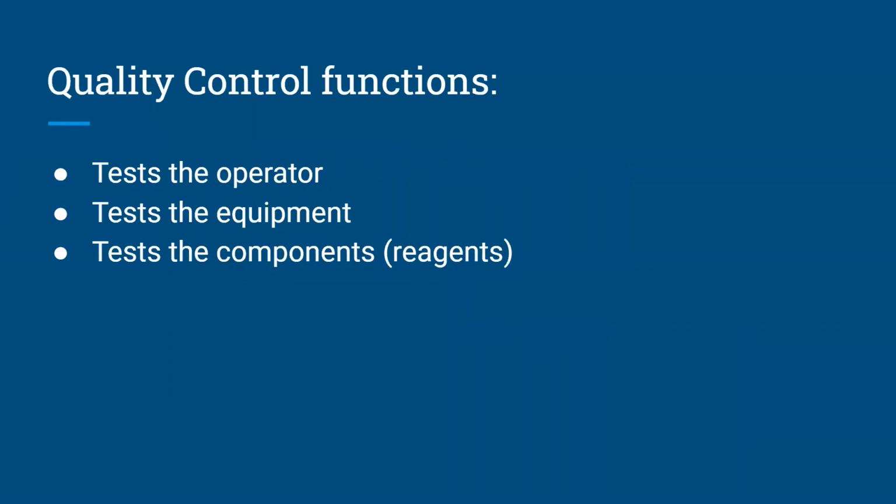Quality control has several functions in the laboratory. One of the functions of quality control is that it tests the operator, tests the equipment, and tests the components. Components can be part of a kit test where the cartridges need to be controlled, or could be reagents that are used within the test.